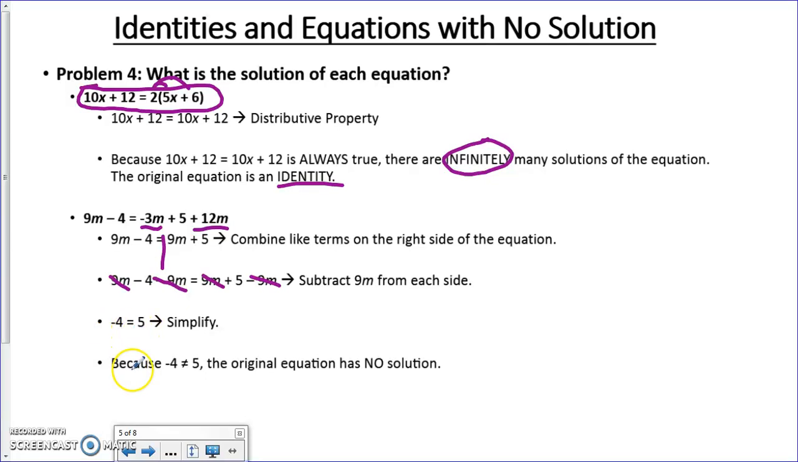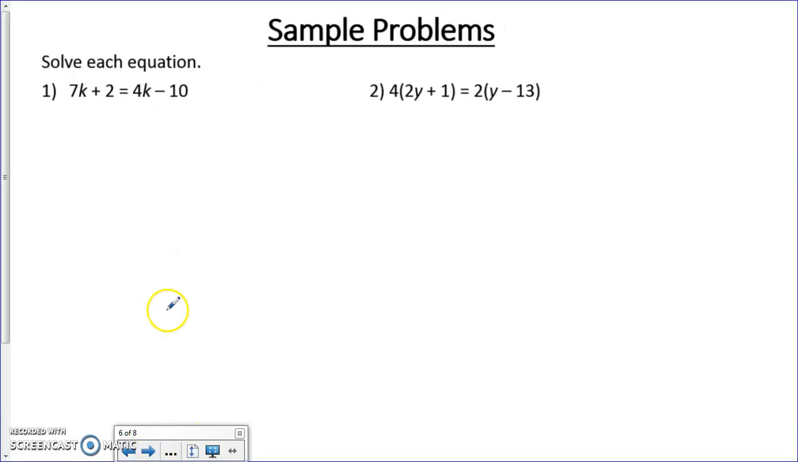That is never true. They don't equal each other, so therefore the original equation has no solution. And that's the difference between an identity and no solution. So let's do some sample problems here. Okay, I'm going to choose to do number 2.